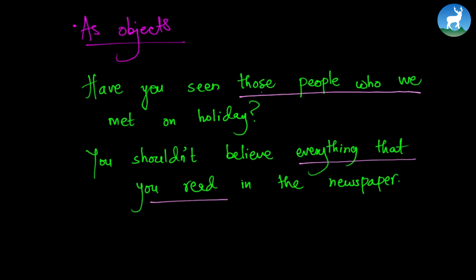Have you seen those people whom we met? Now this is also correct. Now the big question is, why should we use one and not another? Which is better, whom or who? The thing is, whom is more formal while who is casual. So you can say something like, have you seen those people whom we met on holiday? Fine, sounds very British, sounds nice. Have you seen those people who we met on holiday? Perfect, no problem. So you can use whom and who interchangeably, no objection in that.